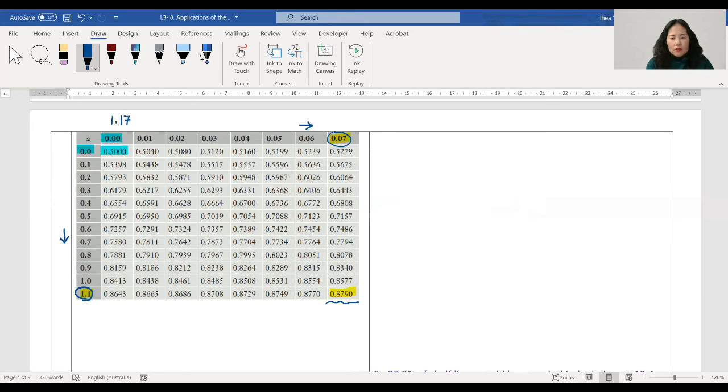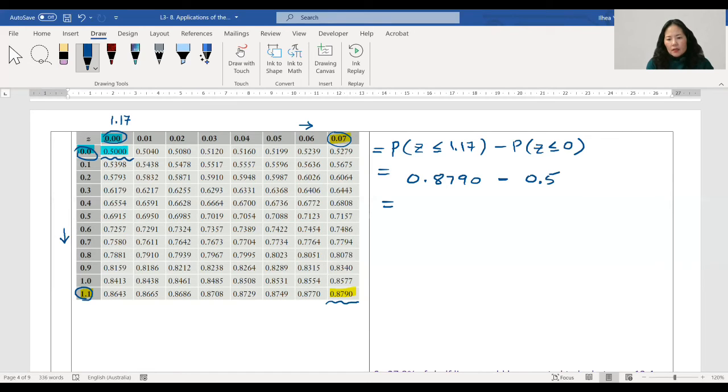Okay, so I'll just rewrite this here. This is 0.8790, and when it's a 0, it's 0.5. The area of the middle part is 0.379. Now we want to change that to a percentage. Why? Because the question said what percentage of the shelf lives would be expected to be between 13.4 and 15.5. So we want to convert this area to a percentage, times by 100. That will give me 37.9%.